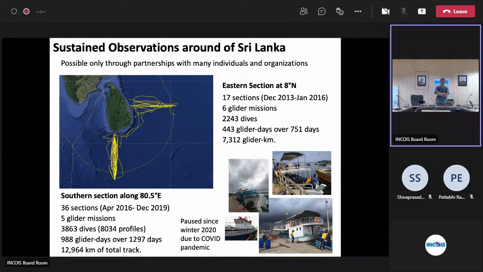The southern section, which is along 80°30' East, right, extending down towards the equator, was occupied between April 2016 to December 2019, 3+ years. 36 sections, right, and 5 missions. So immediately you see that the missions are longer, right, each glider mission lasted a much longer period of time. And we have a much more thorough occupation of that section. It's filled out through the monsoon cycle as well as over the course of the 3 years.